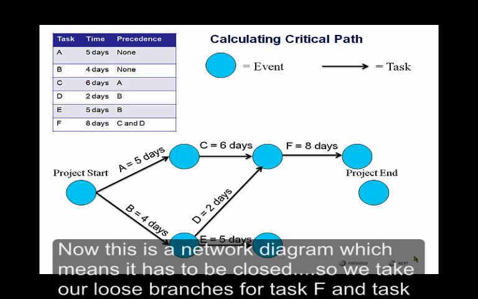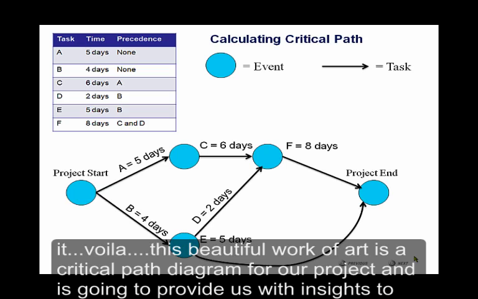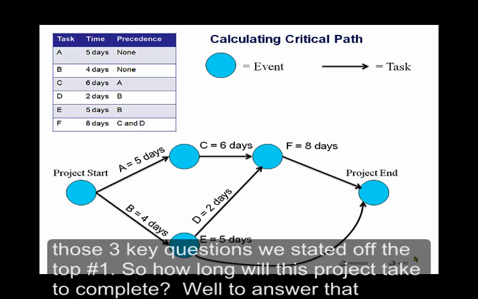Now this is a network diagram, which means it has to be closed. So we take our loose branches for task F and task E, and we want to bring these into the event for the project end. Okay? Effectively what this is doing is it's closing our network. And there you have it. Voila! This beautiful work of art is a critical path diagram for our project and is going to provide us with insights to those 3 key questions we stated off of the top.